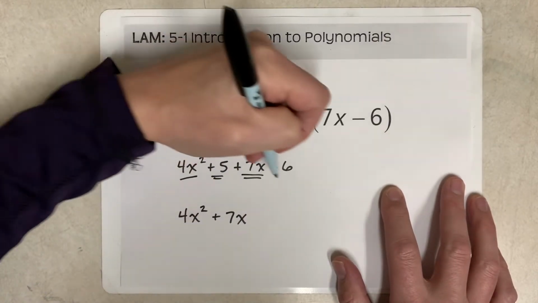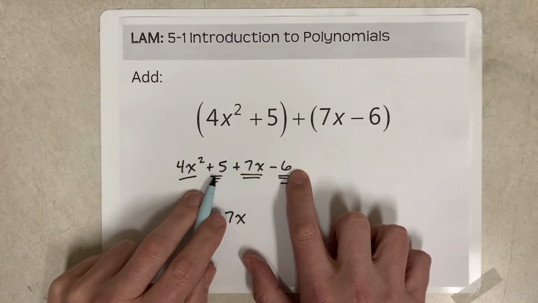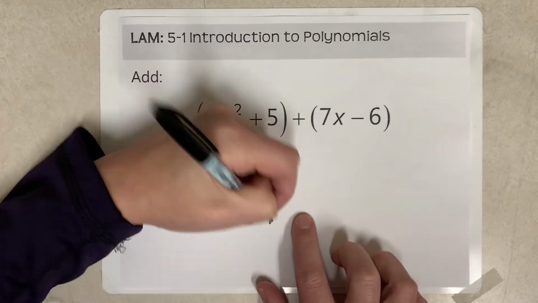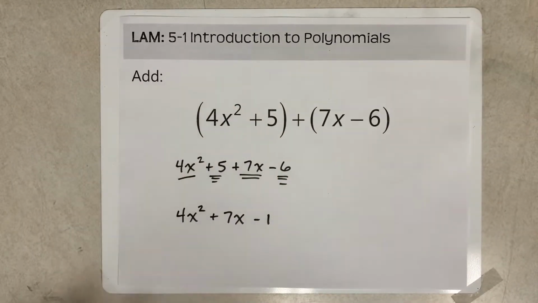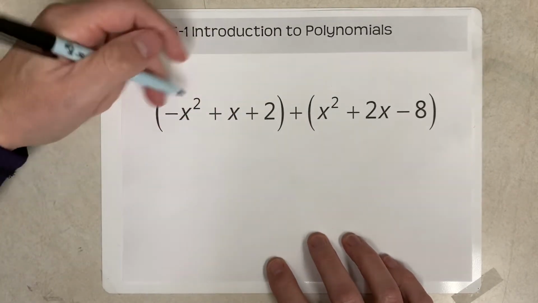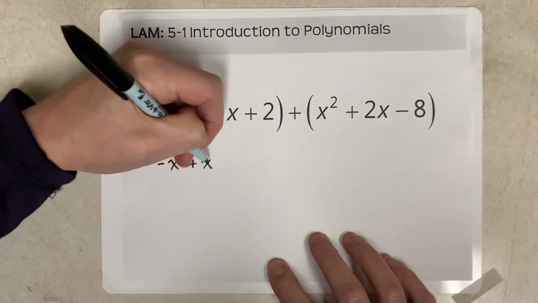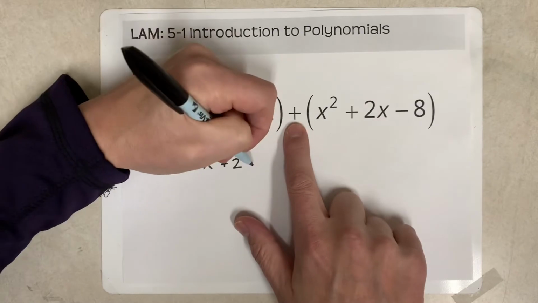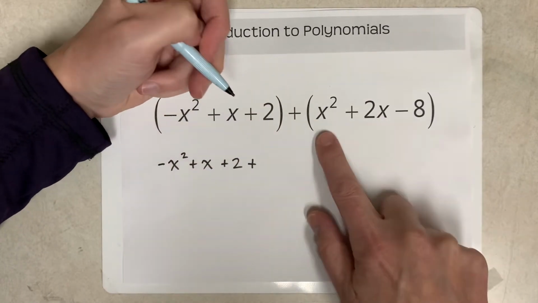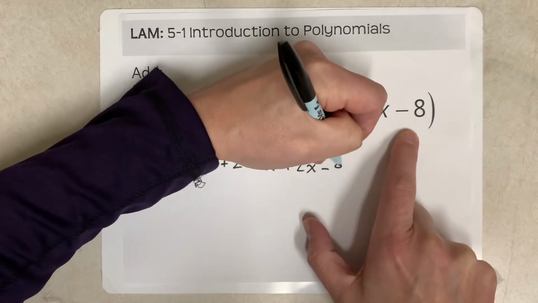The 5 and the negative 6, though, can be combined because they are like terms. They're constants. 5 and negative 6 make negative 1. And 4x squared plus 7x minus 1 is then your final answer for that one, simplified. Another addition. Again, we're going to remove the parentheses here on the first polynomial, negative x squared plus x plus 2, plus, remove the second parentheses, x squared plus 2x minus 8.